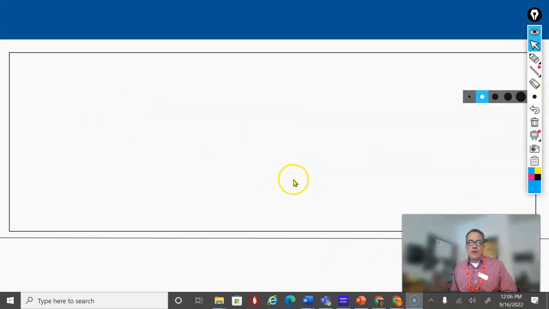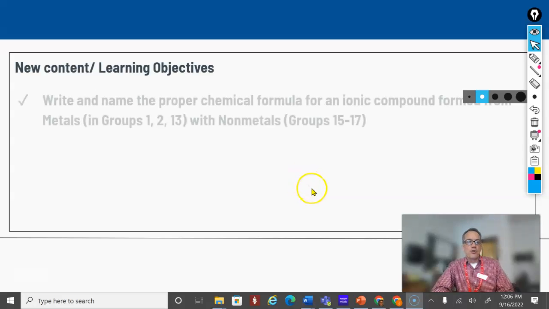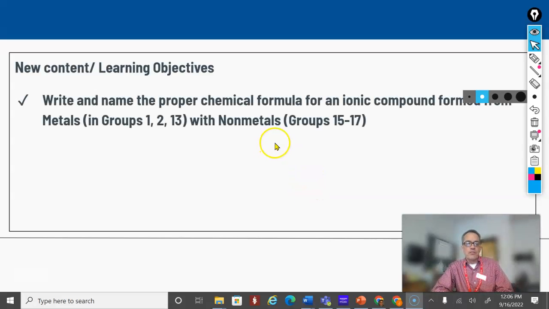So real quick though, next slide, just to hit our new learning contents and objectives. Here's kind of what we're doing. By the time you finish this, it's good to come back and look at this, but we really are trying to accomplish what it says here.